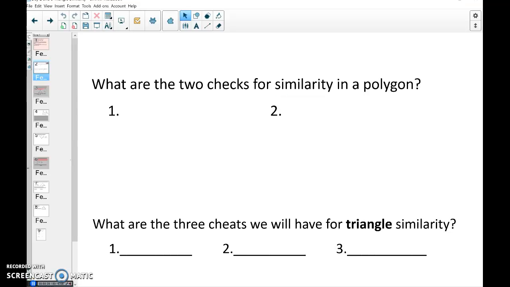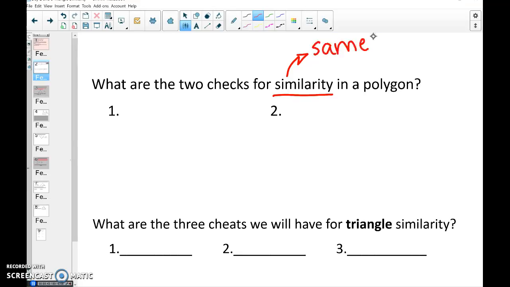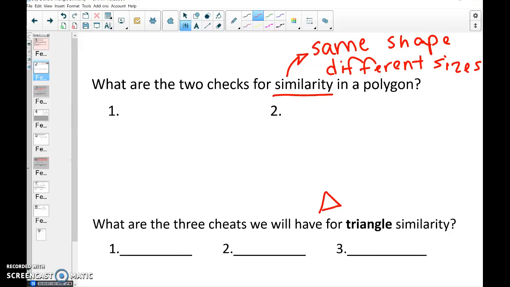So if things are similar, oops, guess I should actually have some markers here. If things are similar, remember that doesn't mean that they're exactly the same shape. In fact, it means that they're the same shape, but different sizes, okay? So think about maybe we have a tiny little triangle and then we tripled or quadrupled its size and got a big triangle.